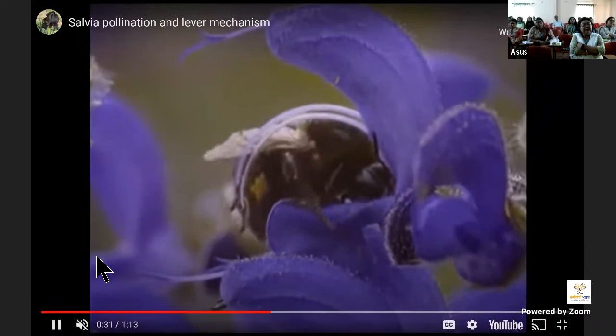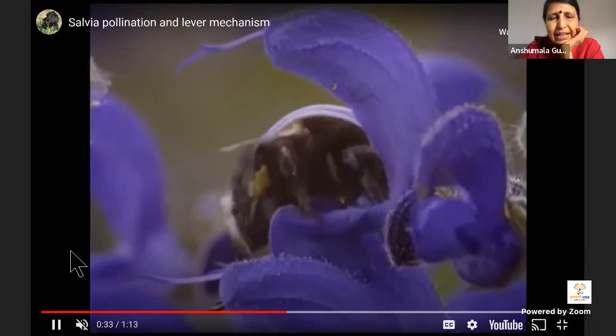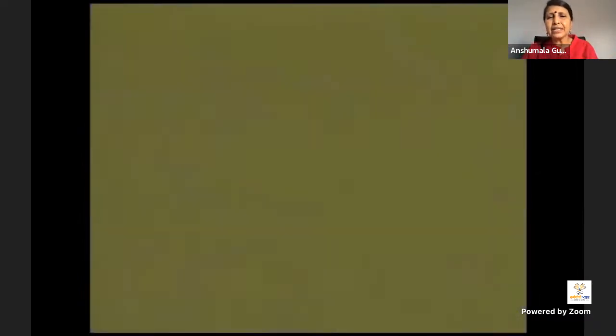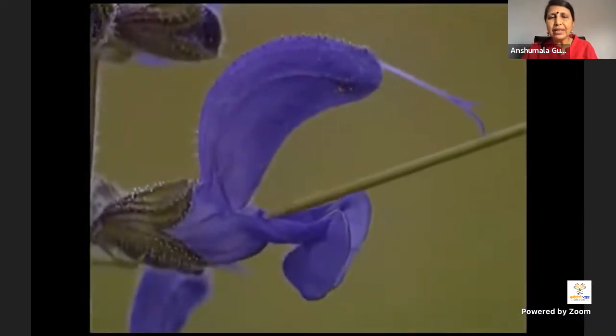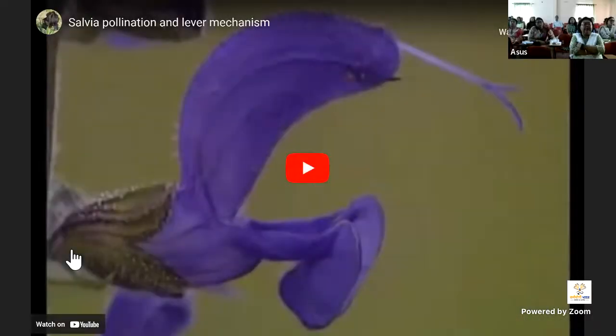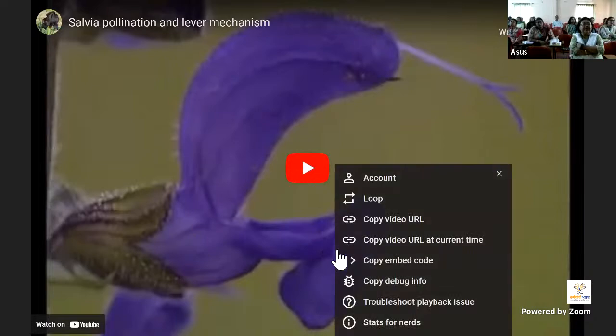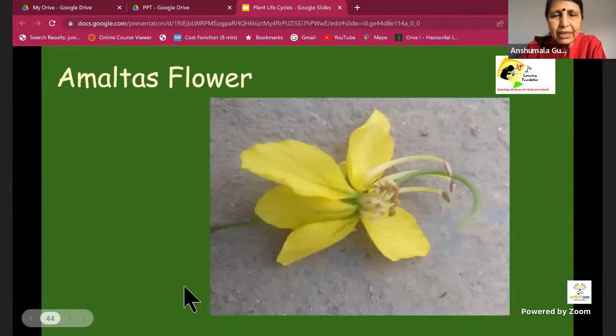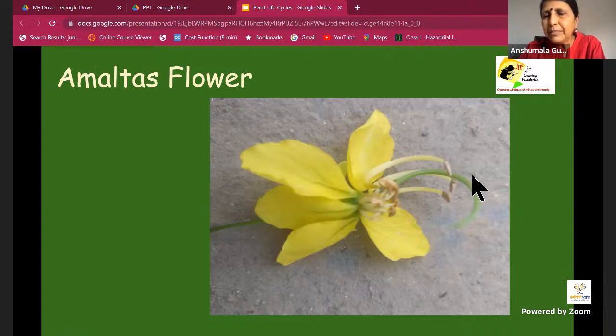So there is a platform on which the bee sits, and immediately the male and female parts start rubbing against its body. So here it's being tried. See, the moment you press, it actually bends, and the same thing you can see in an amaltas or golden shower. You can see curved male parts and curved female parts to achieve the same thing.